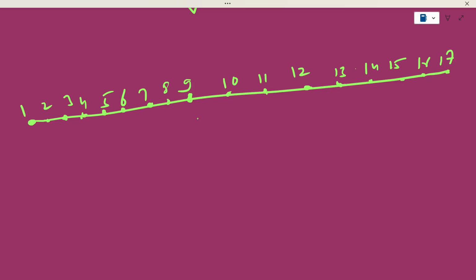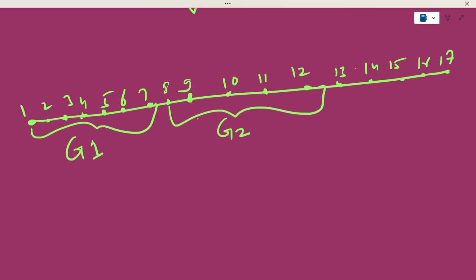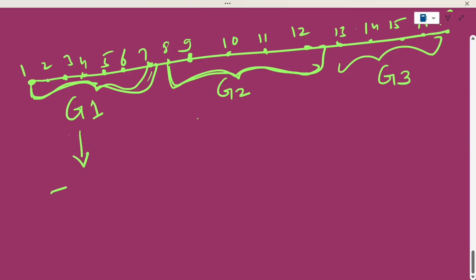in itself. But again, let's say 1 to 7 codes for G1, one gene. Then from 8 to 12 it codes for gene 2, and from 13 to 17 it codes for gene 3. So now these positions, these sections, have coded for some genes, and those genes will appear in the form of a visible trait, which is a phenotypical trait.